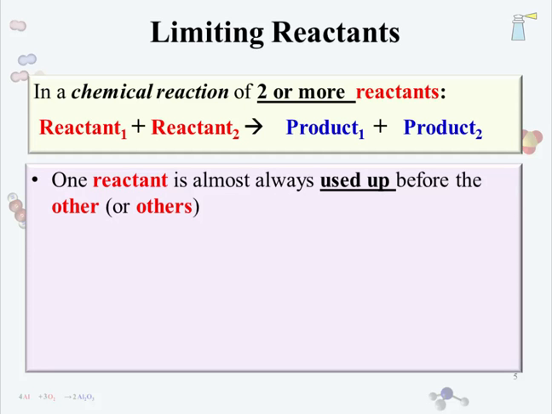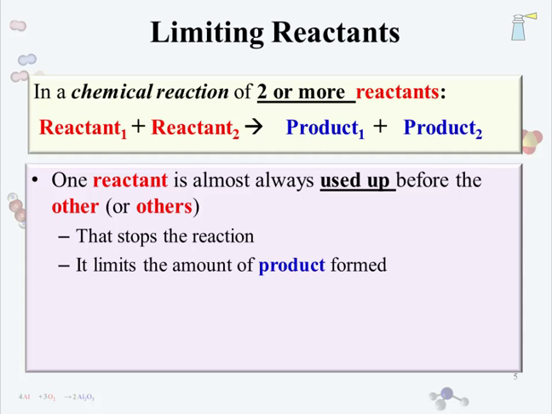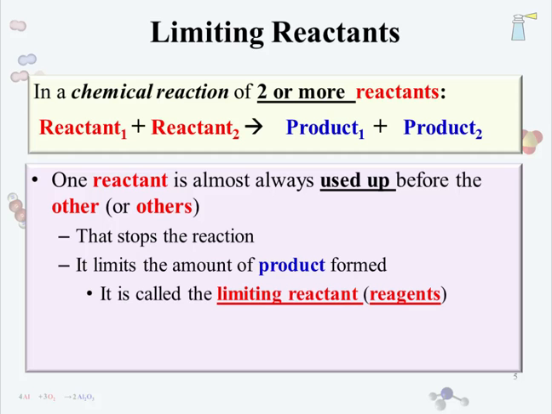When one reactant is used up, the reaction will stop. There should be some remaining amount of the other reactant. Not surprisingly, having less of one reactant limits the amount of product formed. The reactant that is used up is called the limiting reactant or reagent.